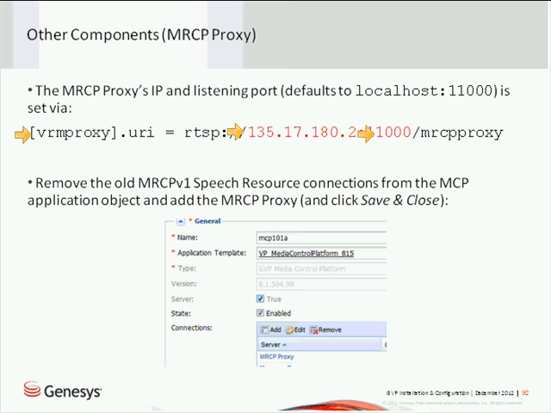You will also have to add the MRCP proxy application object as a connection to the MCP, and you should be removing all your old V1 resources.